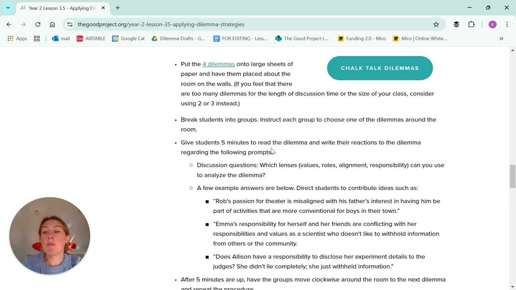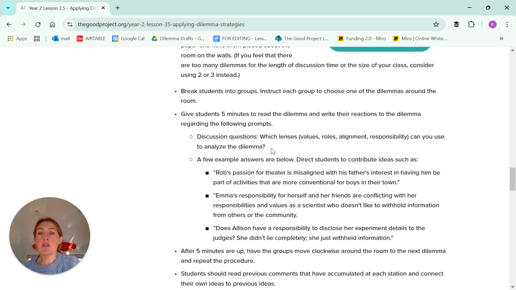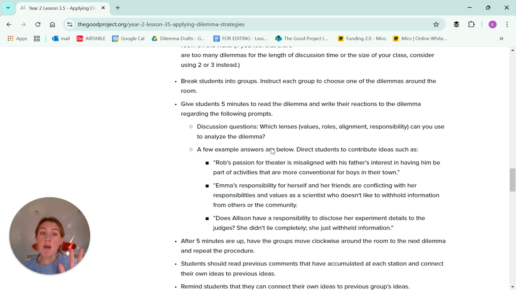Then you can break students up into groups, and each group is going to choose one of the dilemmas around the room. You want to give the students 5 minutes to read the dilemma and write their reactions to the dilemma using the following prompts. Which lenses can you use to analyze the dilemma?